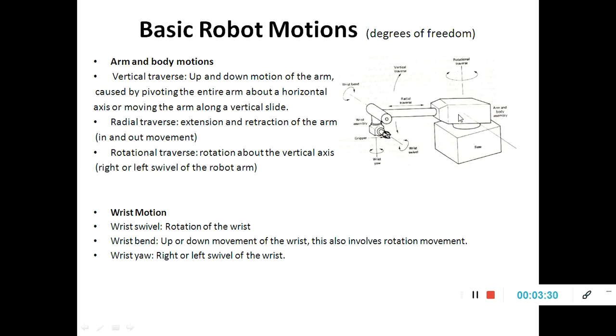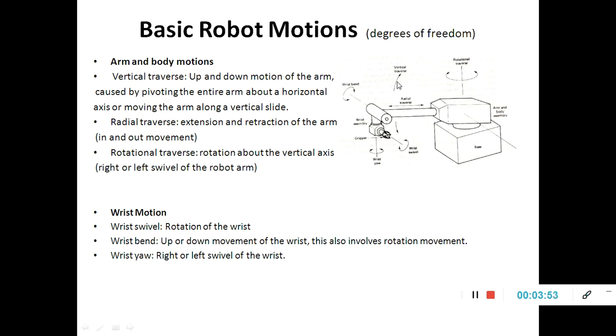Here, this is the rotational traverse. It means this arm and body assembly can be moved on the base. With respect to the base, it is going to rotate to perform the particular task. So in total we have 3 traverses in the arm and body motion.